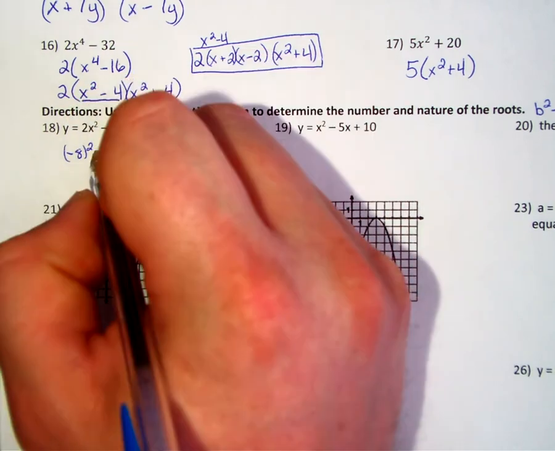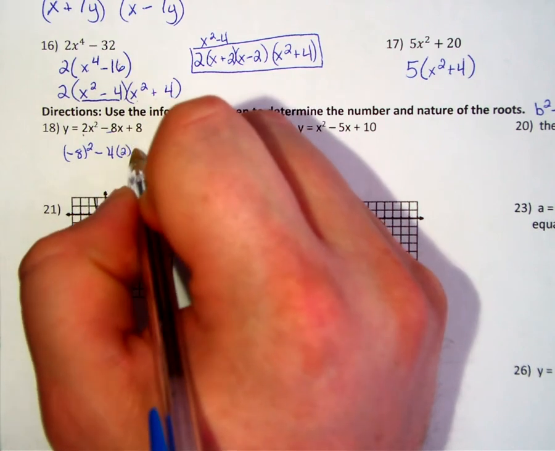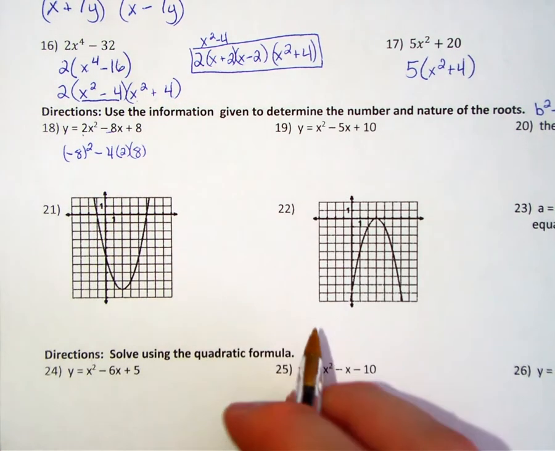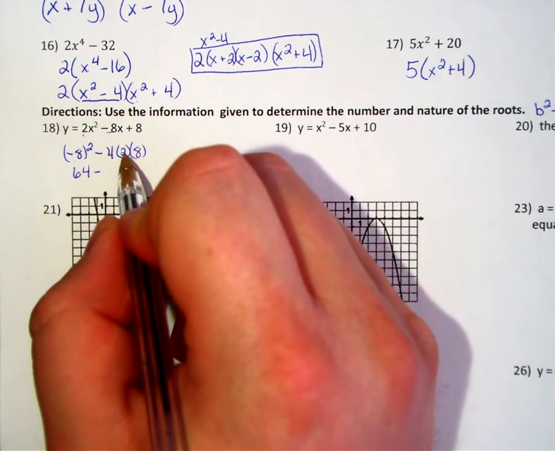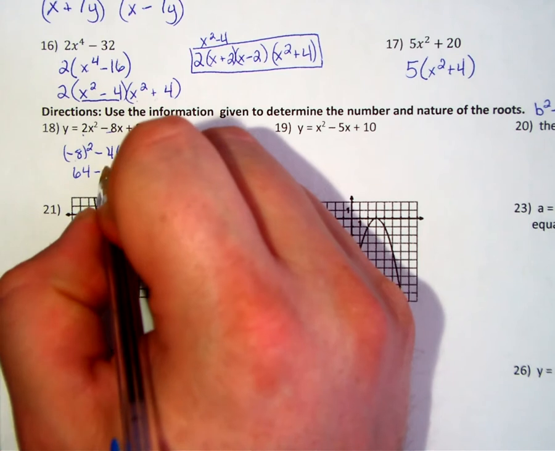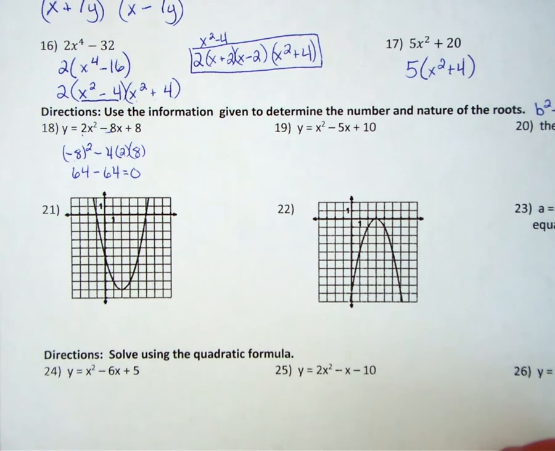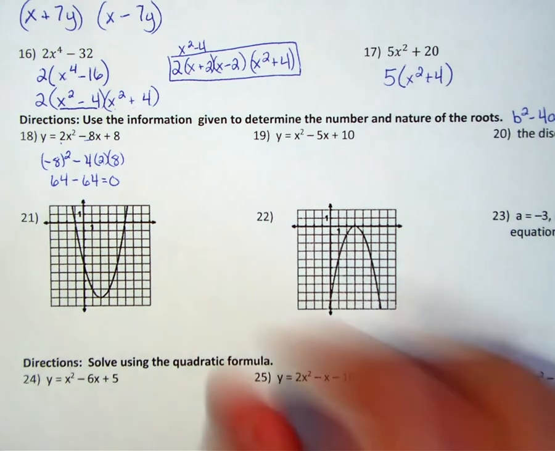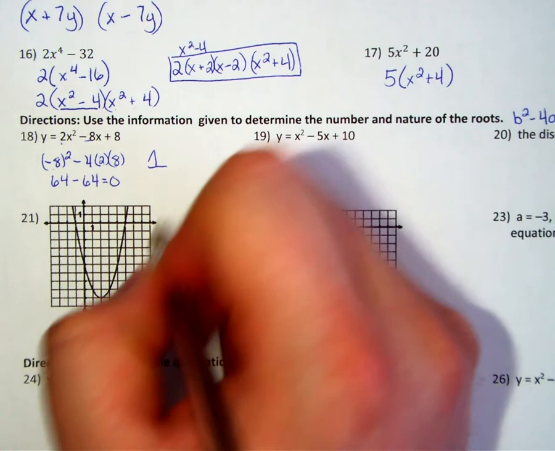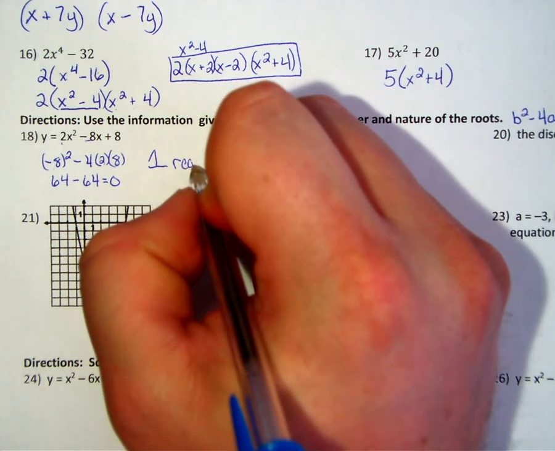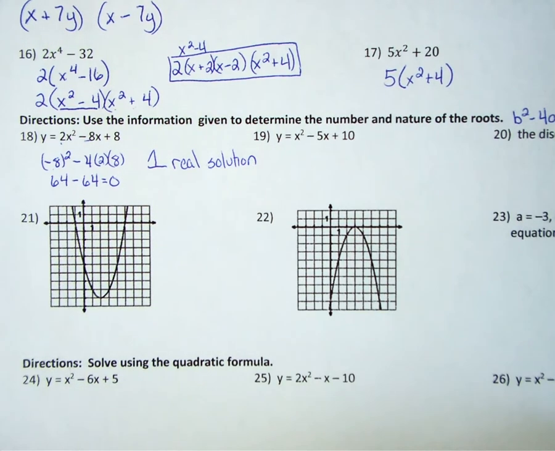squared minus 4 times a, which is 2, times c, which is 8. Negative 8 squared is 64, minus 4 times 2 is 8, times 8 is 64, equals 0. Now, anytime we end up with a discriminant value that is 0, that means that we are going to have one solution, and the nature of that solution is that it will be real. So we simply say one real solution.